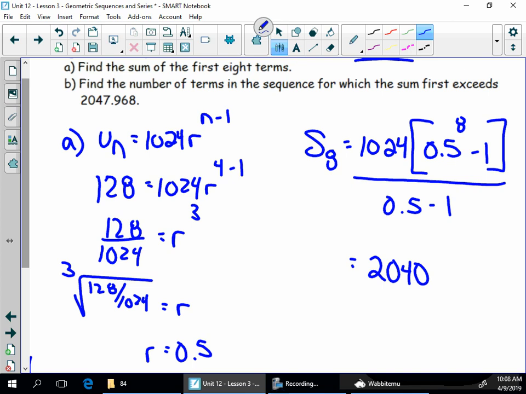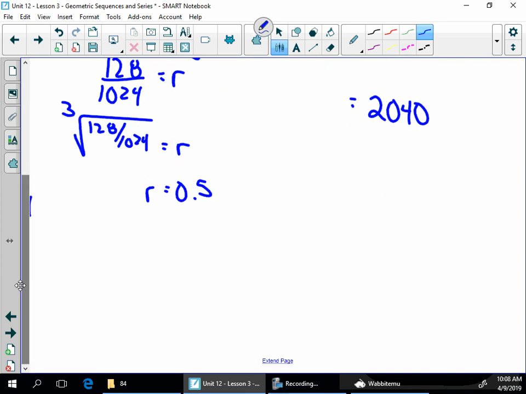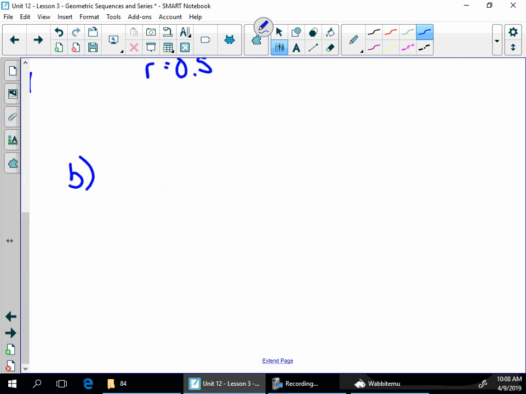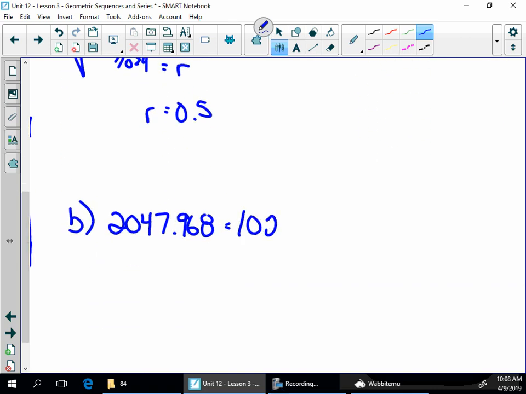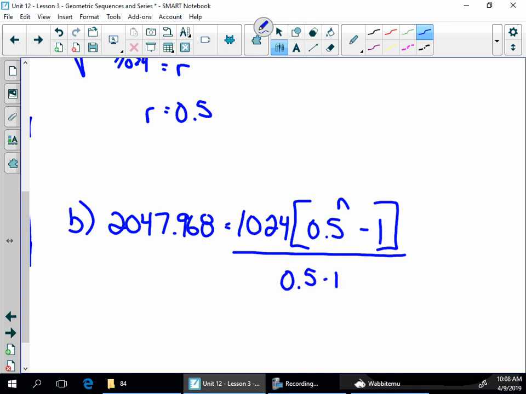Part B, find the number of terms in the sequence for which the sum first exceeds 2047.968. So 2047.968 is the sum. What else do we know? I know what r and u1 are. u1 is 1024, r is 0.5, but it wants to know how many terms it takes to get there. So I have an equation to solve. Here's where I can use logs again, or graphing calculator again, your choice. Either way, I would simplify this before I start.